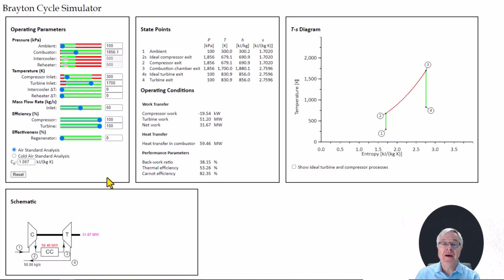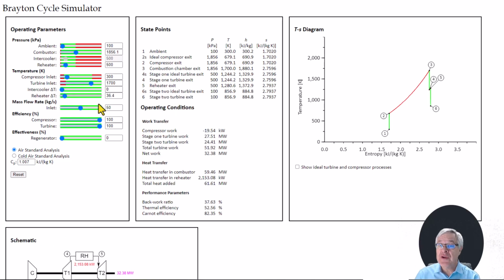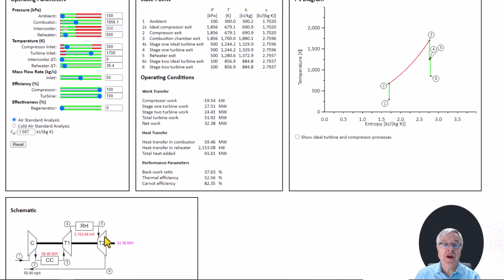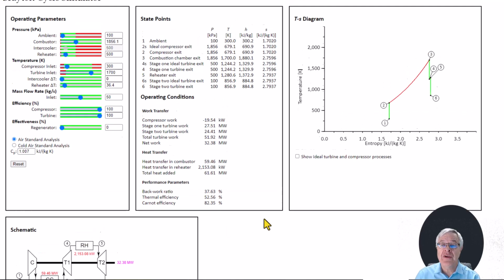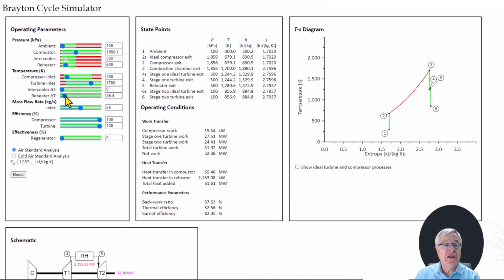Next, we'll show what happens when we turn on the reheater. We turn on the reheater by just adding some reheat. So you'll notice the first thing that happens is that a reheater is inserted between 2 turbine stages. Now we're adding heat in the combustion chamber, but we're also adding heat in the reheater. We have control over the amount of temperature increase there is in the reheater, and you'll see a reheater has now appeared on the TS diagram.